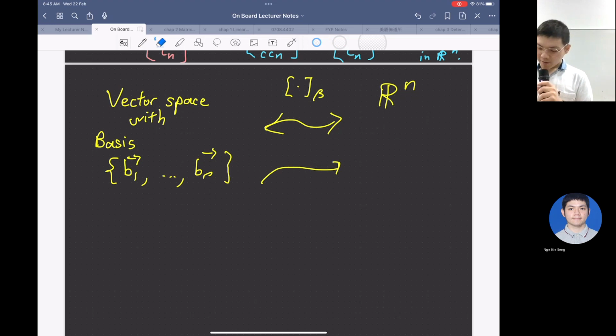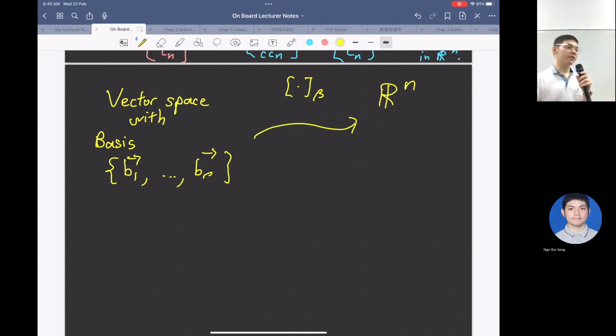But can we really go back and forward? Because just now we only have a forward map, right? We only have one arrow going forward. Can we go backward or not? We want it to go backward. So one thing to check is, is this linear map 1 to 1 and onto?